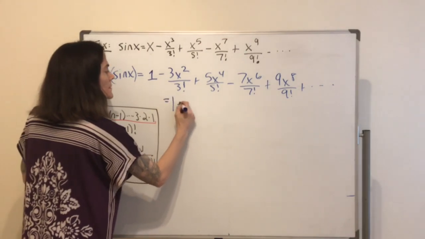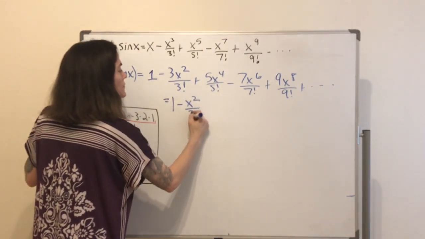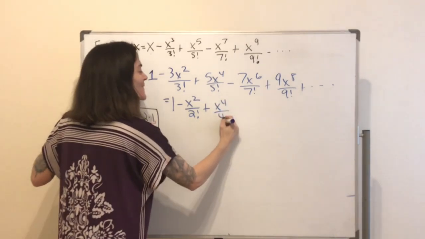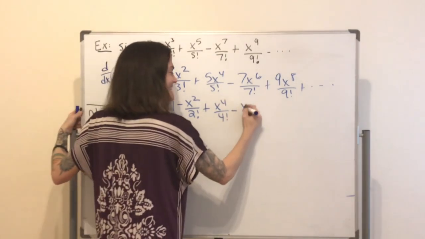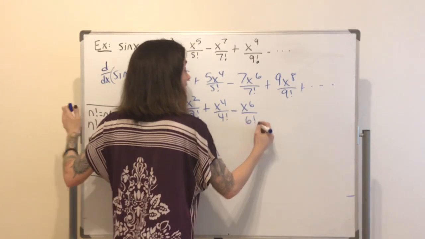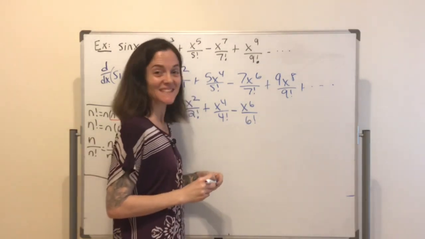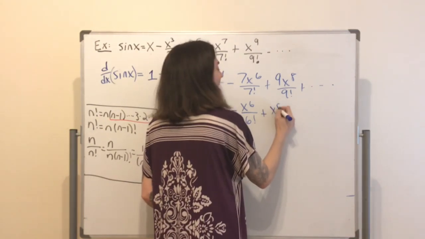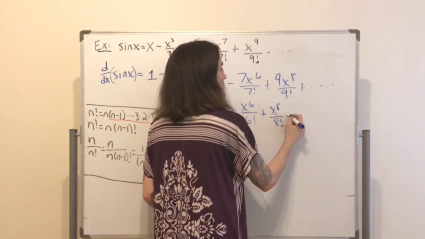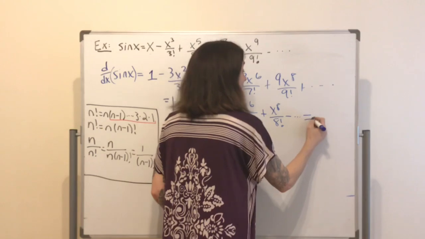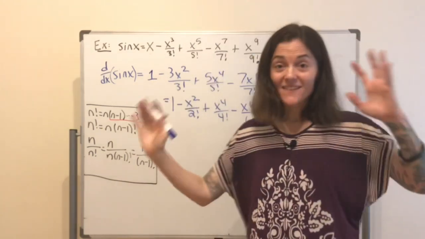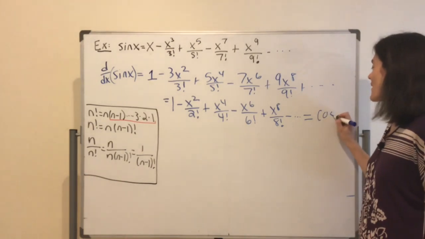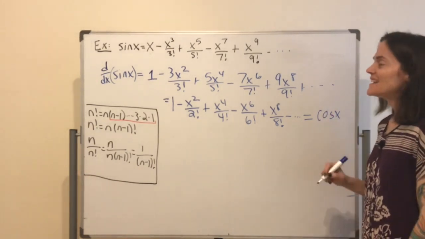This is 1 minus x squared over 2 factorial plus x to the 4th over 4 factorial minus x to the 6th over 6 factorial. Do you see the cosine? I hope so. Plus x to the 8th over 8 factorial minus ... This is the power series. Well, this is the Maclaurin series for the cosine, okay?